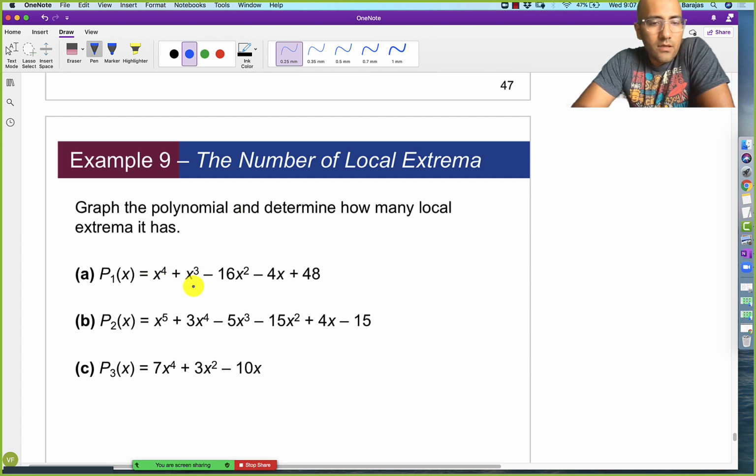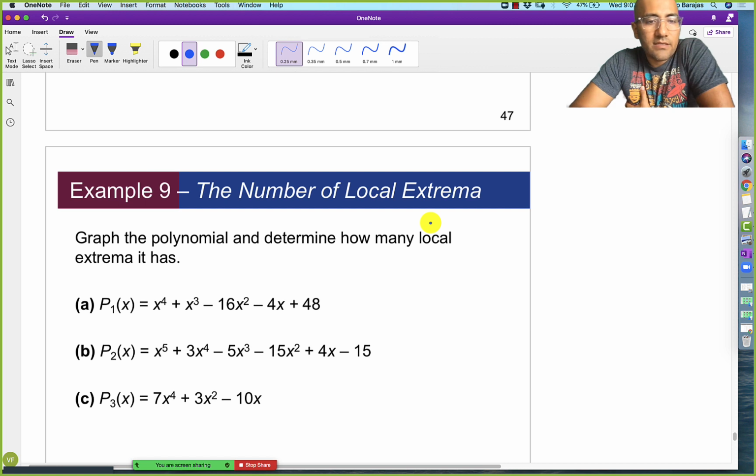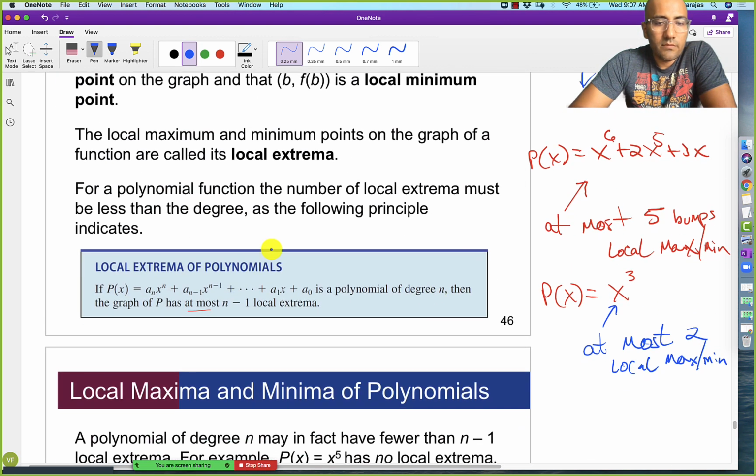Okay, graph this polynomial and determine how many extrema are in it. So don't panic. They're not asking us to hand graph all of these things. They're just saying if we graph them, confirm that it satisfies the theorem for local extrema. From the theorem, because the degree of the polynomial is 4, we know that there must be a maximum of 3 local max, local min. And because this has degree 5, there must be a maximum of 4 of them. And because this is a degree of 4, there must be a maximum of 3. Good? And that's what this statement is saying.